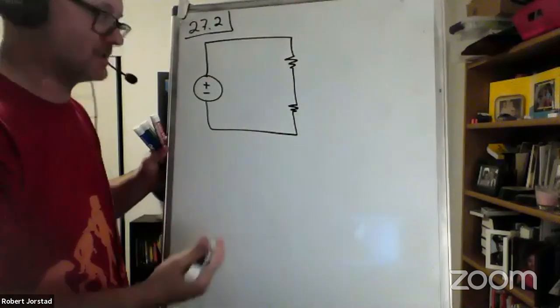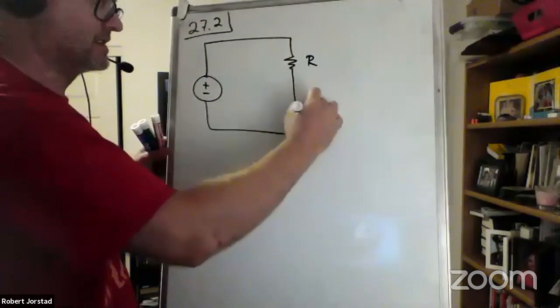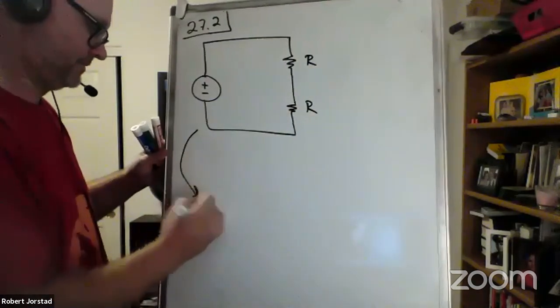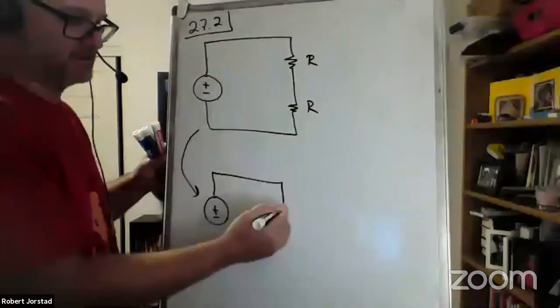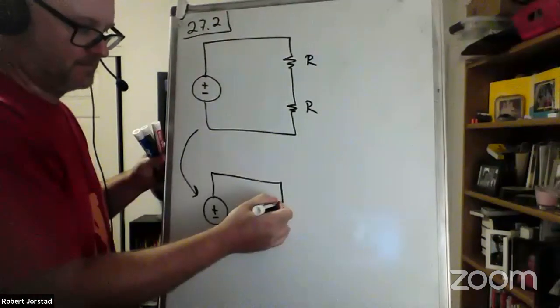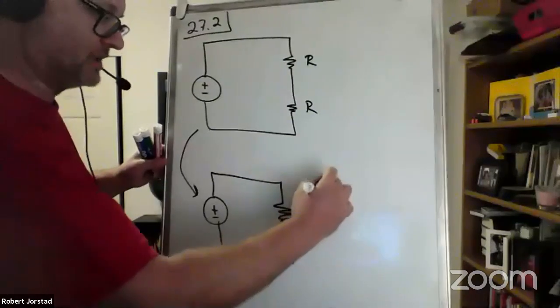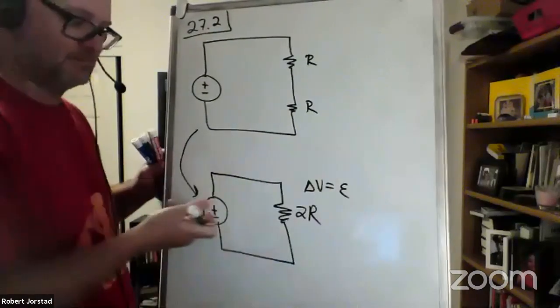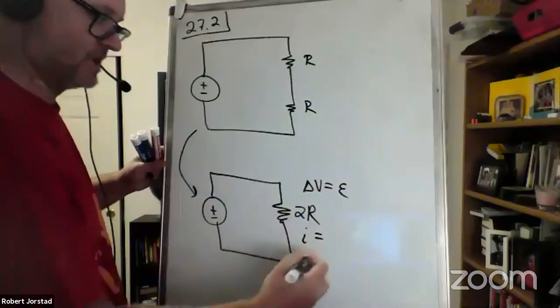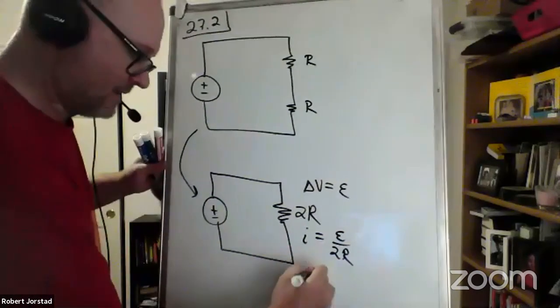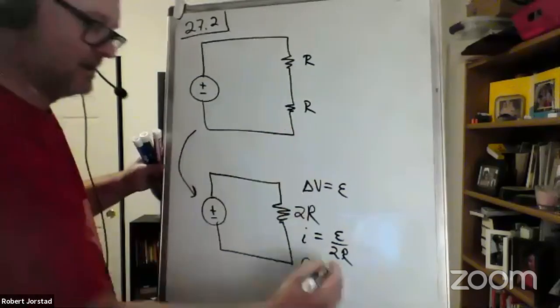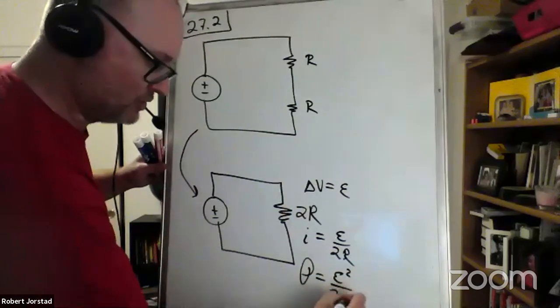What's this equivalent to? If this is R and this is R, what's the equivalent resistance? It's in series. 2R. You just add them up. Okay, so now my voltage should be E still. My current should be E over 2R in this case. And the power is going to be, let's see, IV, E squared over 2R.